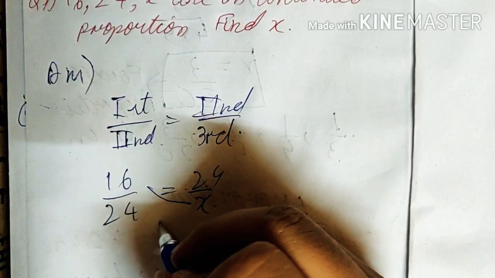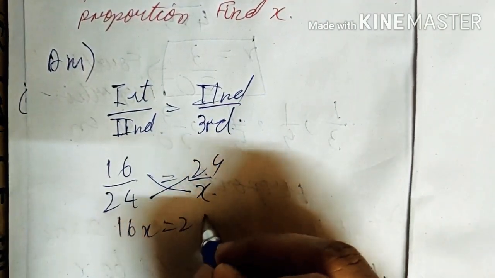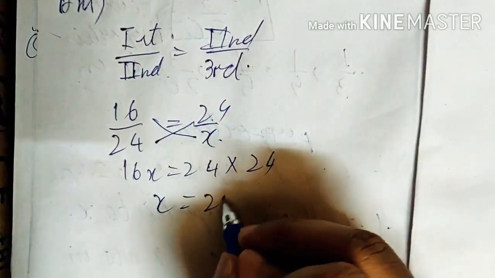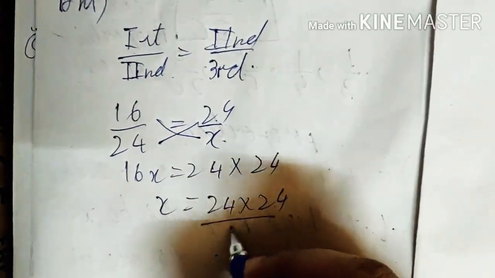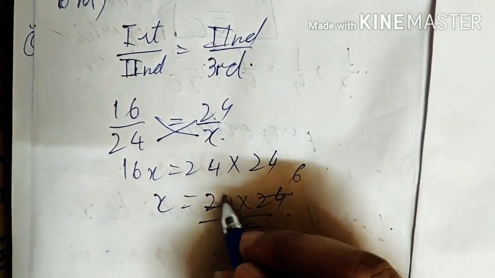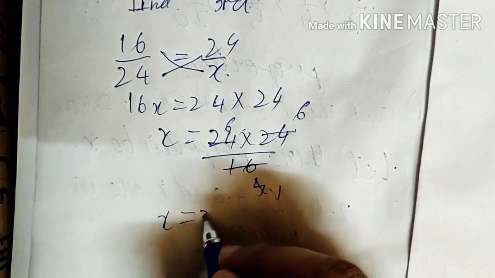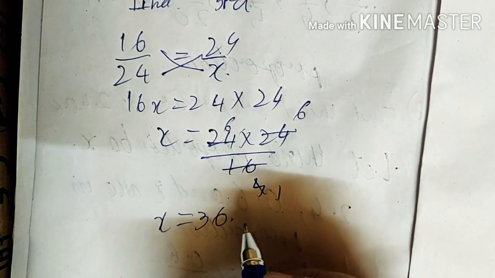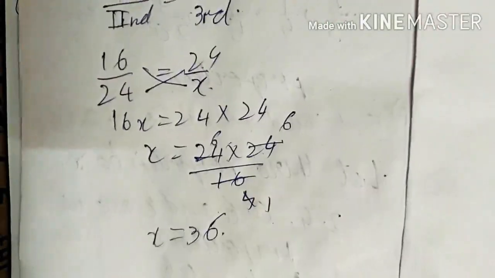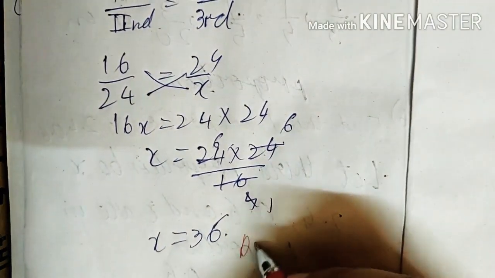So this x will go here and this 24 will go here. So 16x equals 24 into 24. So x here will be equal to 24 into 24 upon 16. 4 4s are 16, 4 1s are 6. So we are left with x equals 6 into 6, that is 36. So this is our answer. The third proportion here, that is the value of x here, is 36. So this is our answer.